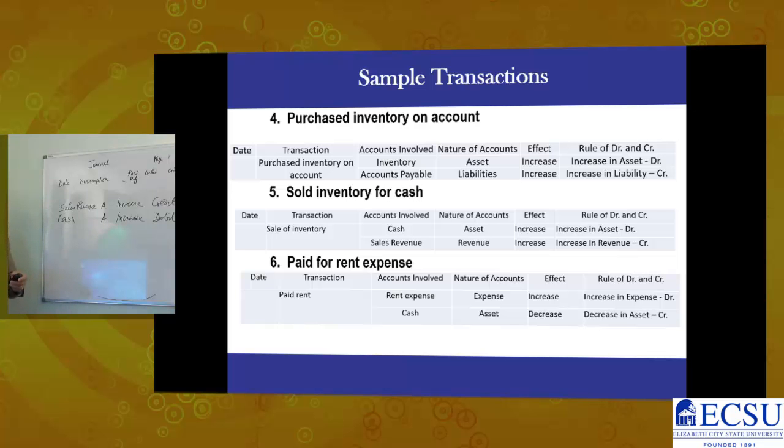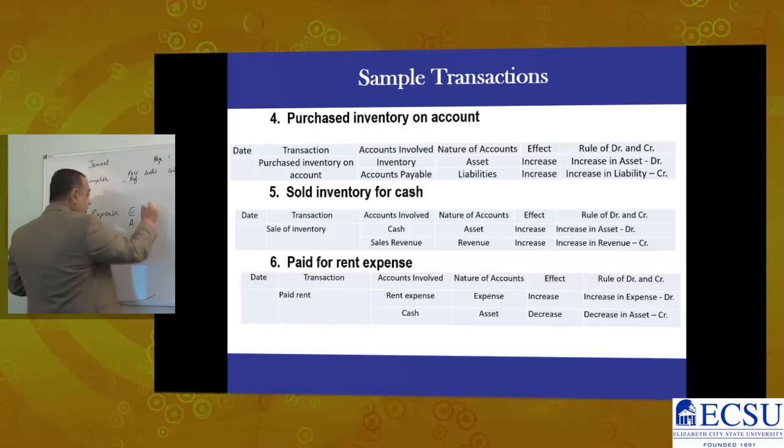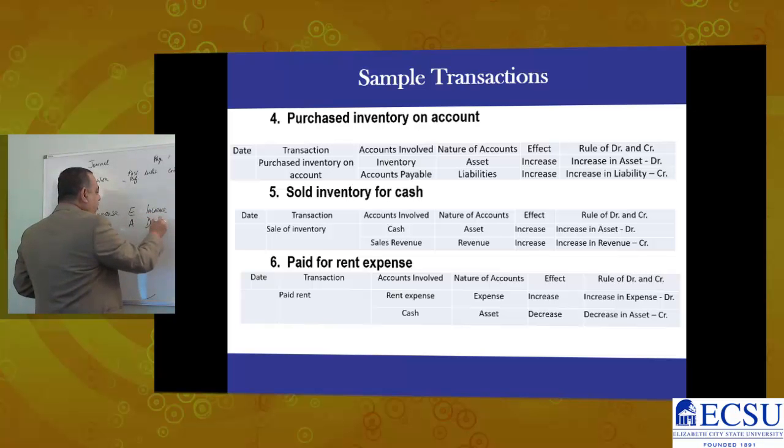Next is the paid for rent expense. I paid for rent. So if I pay for rent expense, what are the two accounts? As soon as you hear that word paid, it means cash. So one is your rent expense, another is your cash. Now, rent expense is an expense account and cash is an asset account. I have just incurred the rent, so my rent will increase because I did not have a rent account so far. Now, cash will decrease because I'm paying out cash.